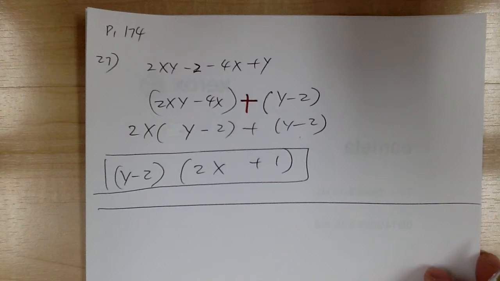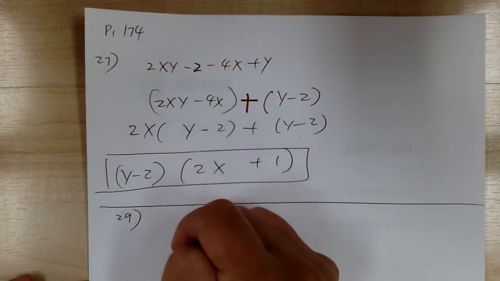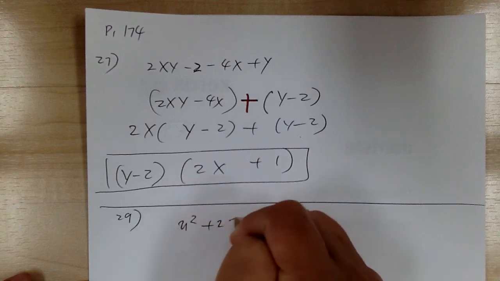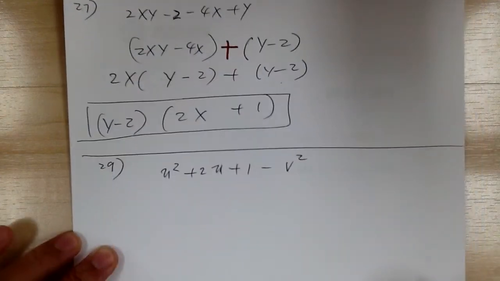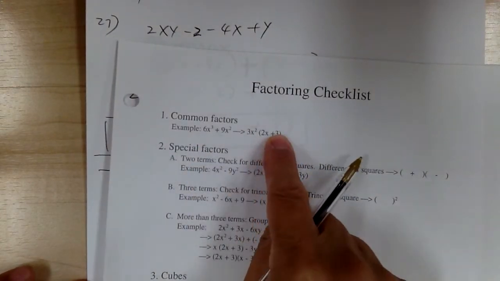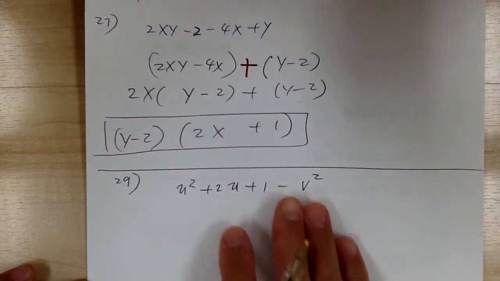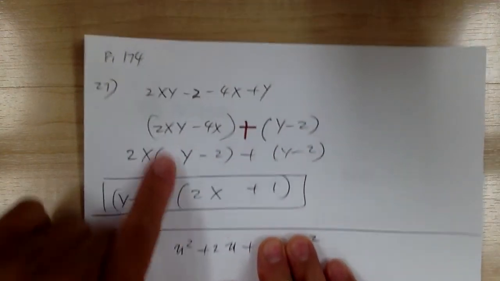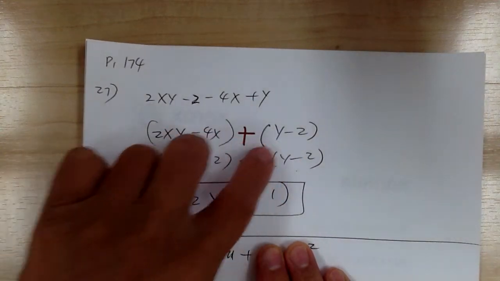Okay, let's go to 29. Okay, so again, go through the checklist. So step 1, common factor, cannot. So with more than 3 terms, you have to do the grouping. Now, this one, notice there's a square. It's different from this kind. When there's no square, you can do the 2 and 2, right?